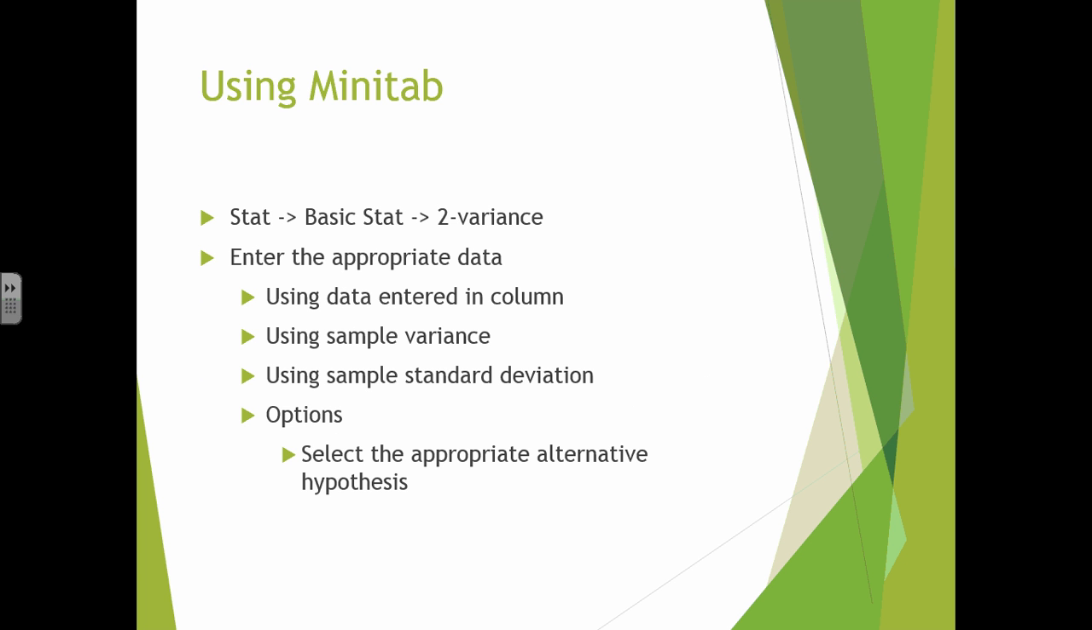To use Minitab, we're going to go to Stat, Basic Stat, to Variances. You enter in the appropriate data. Either you have the data entered into two separate columns, or you're given the sample variance, or you're given the sample standard deviation. You choose the one most appropriate to how your data was given. Then under Options, you select the appropriate alternative hypothesis.